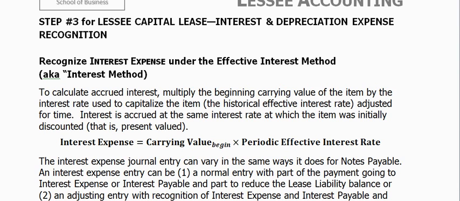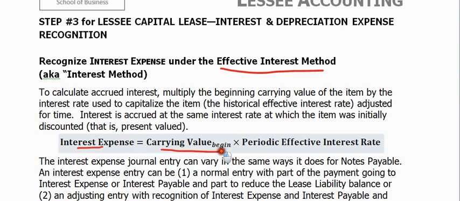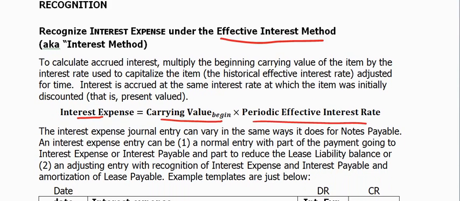So interest expense, you're going to be familiar with this because we did this with bonds. We're going to use the effective interest method. So you take the beginning of period carrying value times the effective interest rate. So interest expense equals carrying value at the beginning multiplied times the periodic effective interest rate.